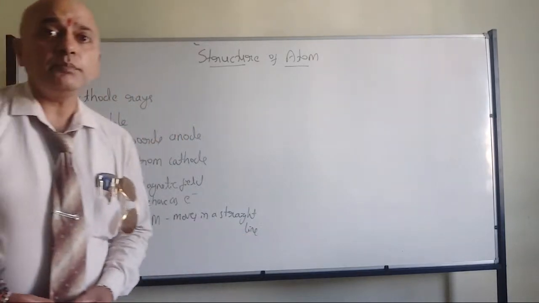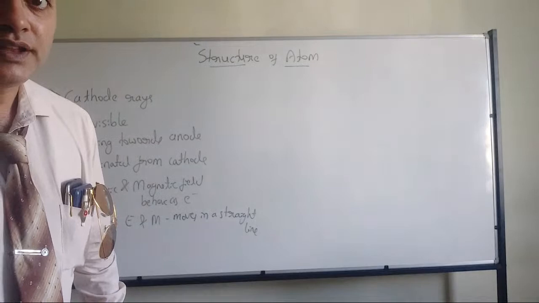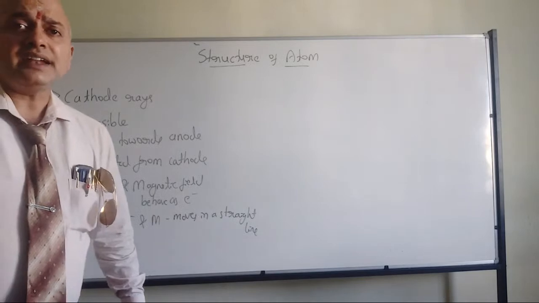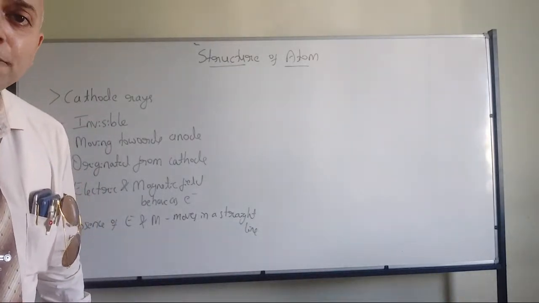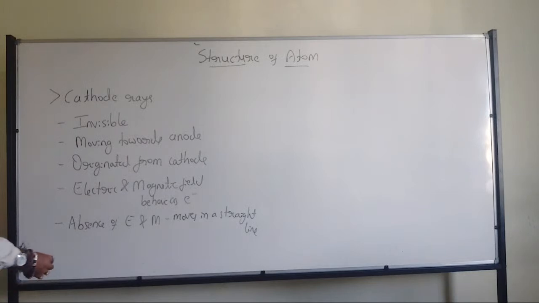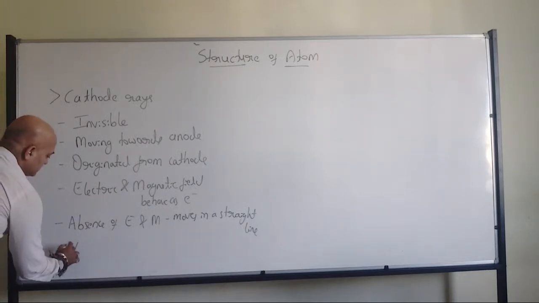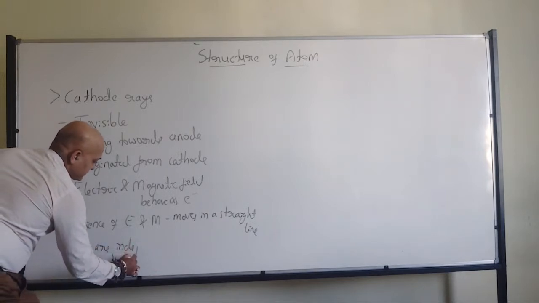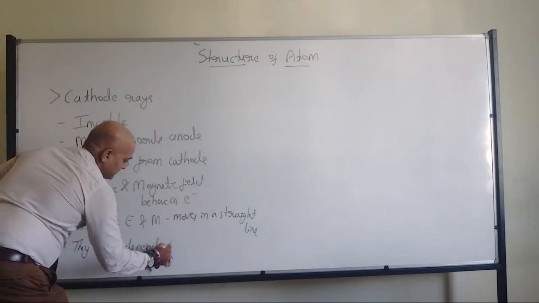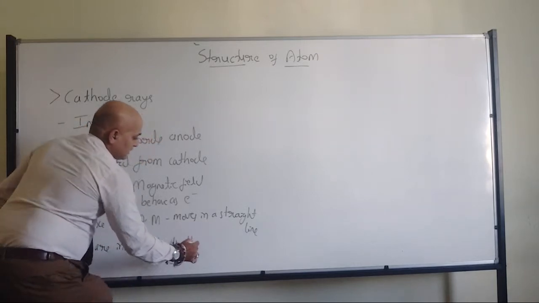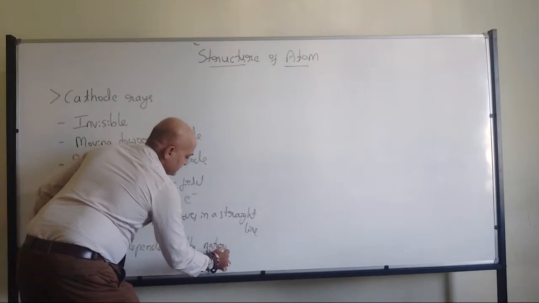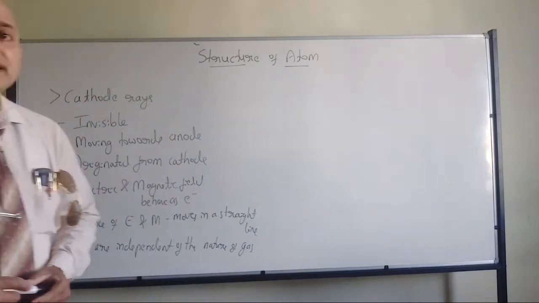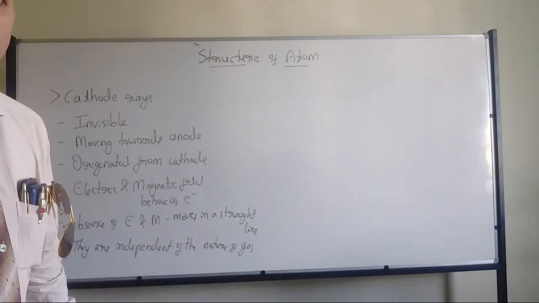But one important point I have not written. One important point, which is that? That is, cathode rays characters, or properties, are independent of the nature of the gas. Properties of cathode rays, they are independent of the nature of gas which are present inside the cathode ray tube. All of you have understood?